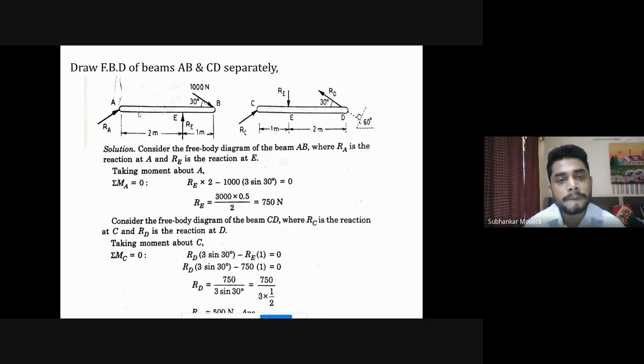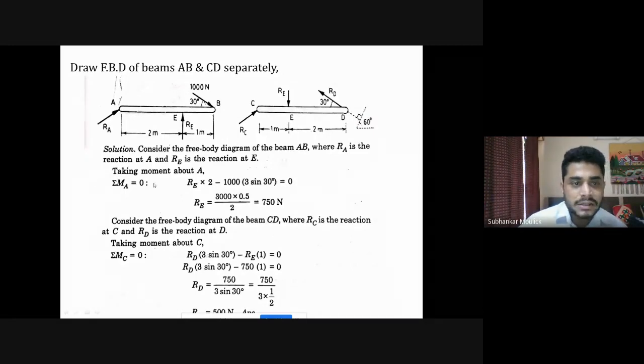Any doubt? Okay, I hope there is no doubt. So I need to calculate the unknown values in this beam AB.